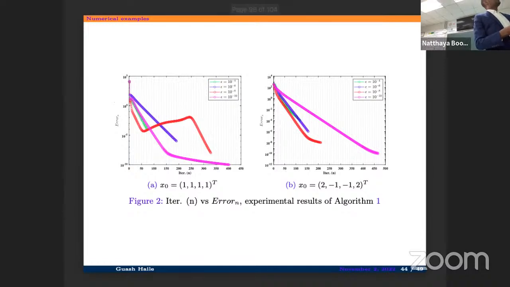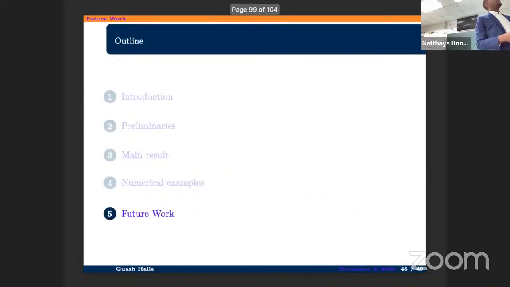So you can see here also graphically, for this initial point, for different tolerances, we have these graphs. This is the number of iterations versus the error for experimental results of our algorithm.